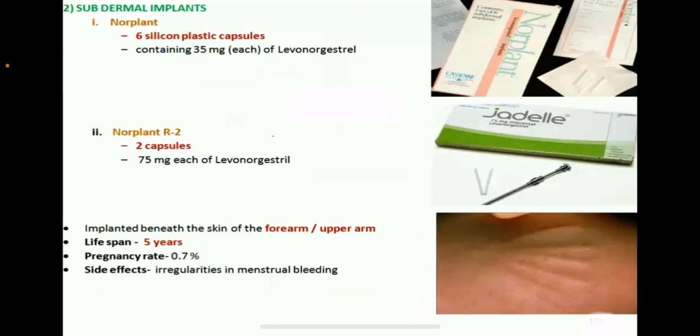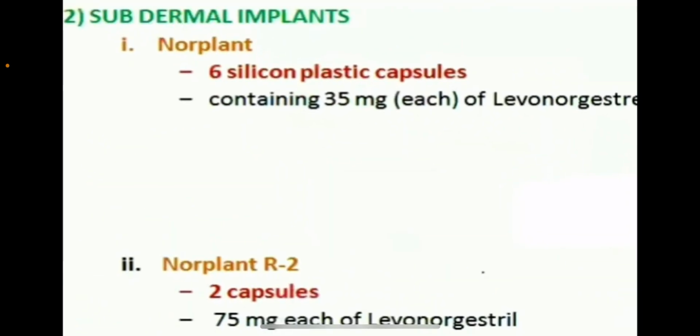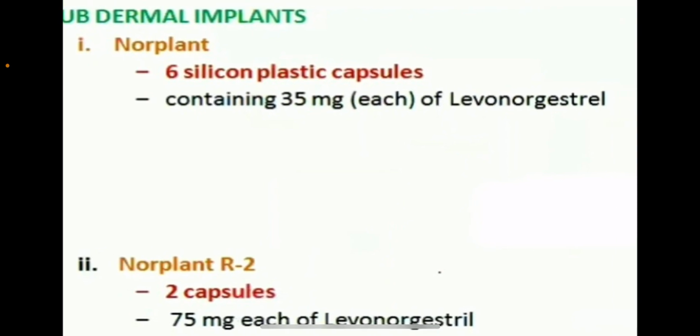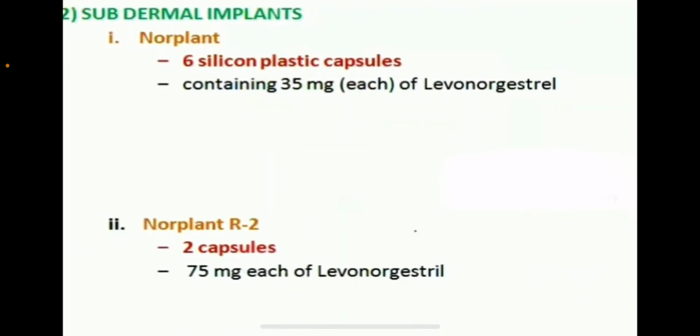Subdermal implants. The subdermal implants, known as Norplant, are for long-term contraception. The Norplant and Norplant R2 are the long-term contraceptives. It contains 6 silicone rubber capsules, each containing 35 mg of levonorgestrel. So we can see here the Norplant. How many are there? 6.